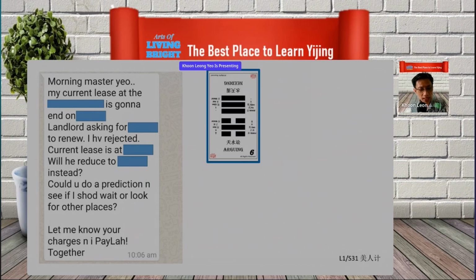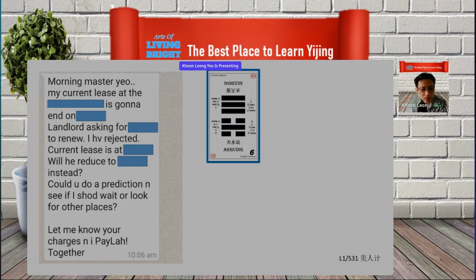So this client was renting a place. All this while has been renting a place. Suddenly the landlord wants to increase the rental fee by a lot. But this client is hoping that the landlord will try to reduce, or maybe stay put. Don't increase, but at least stay put.